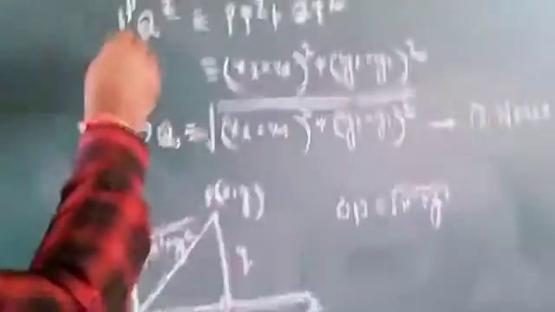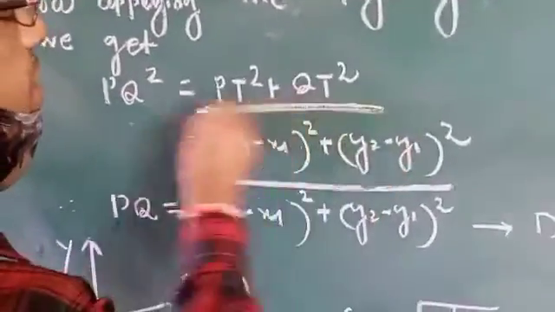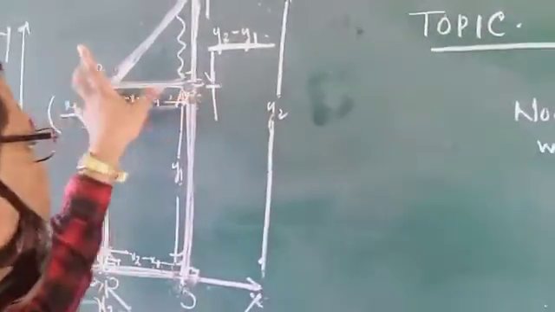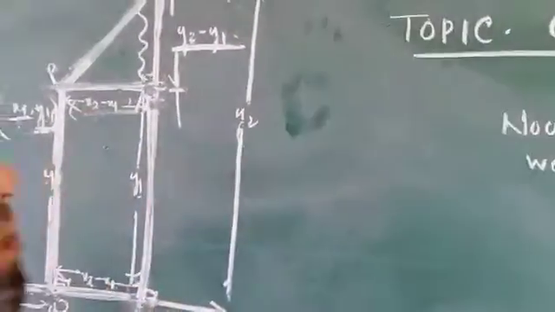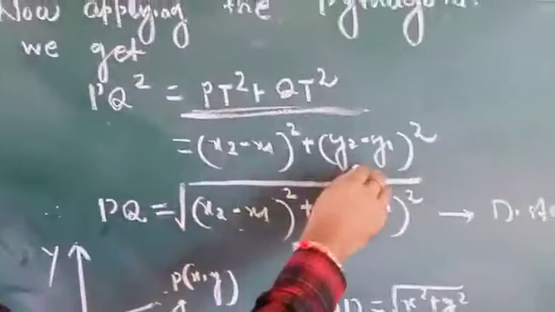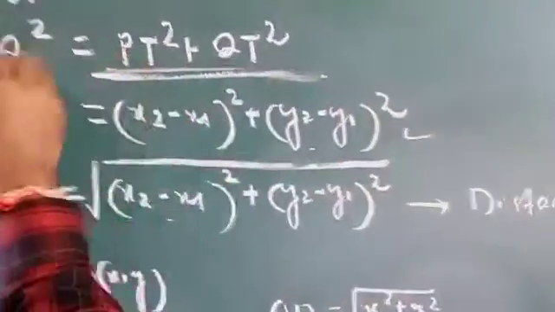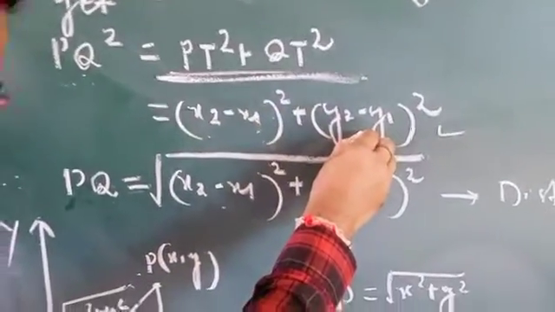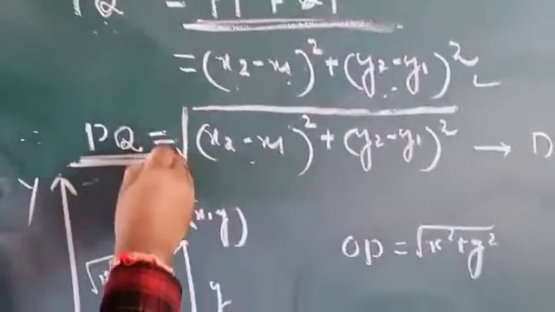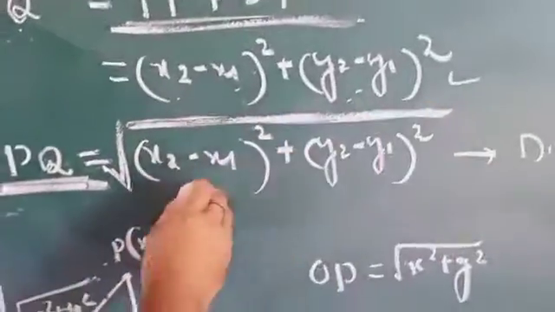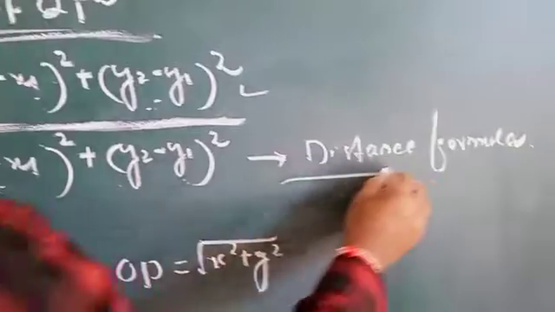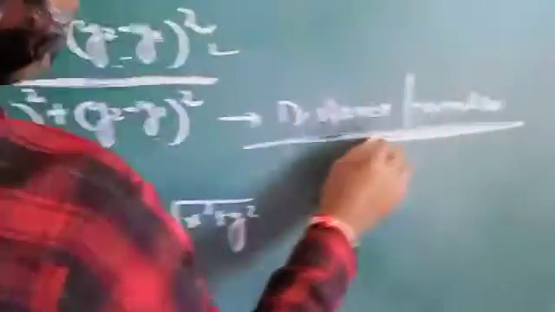So therefore we get PQ square is equal to PT square plus QT square. In place of PT square, PT is equal to how much? x2 minus x1. So the x2 minus x1 whole square plus y2 minus y1 whole square. So PQ square is equal to x2 minus x1 whole square plus y2 minus y1 whole square. So PQ is the square root of x2 minus x1 whole square plus y2 minus y1 whole square. So this is called the distance formula.